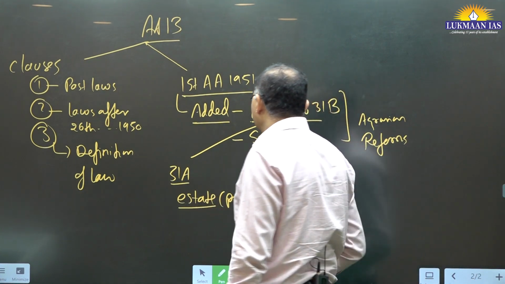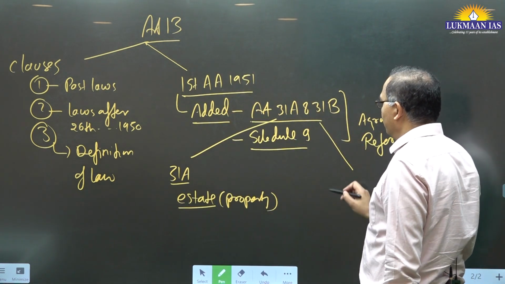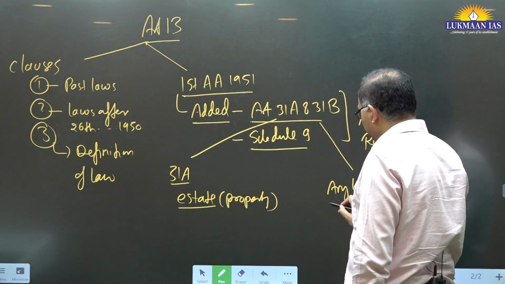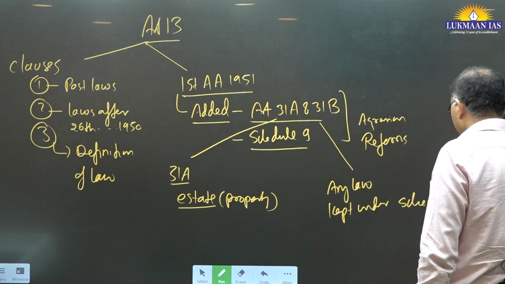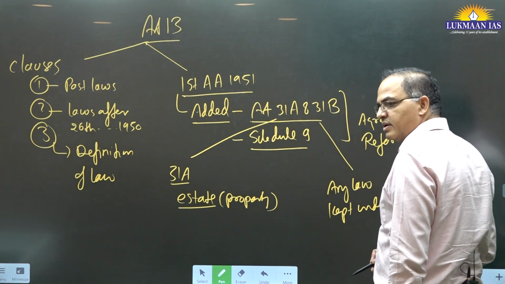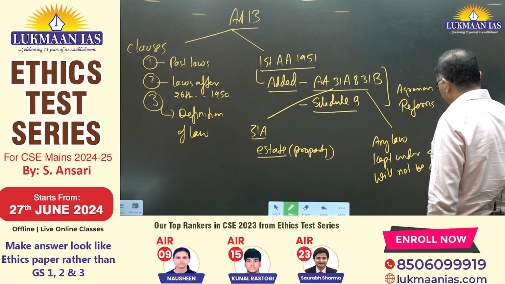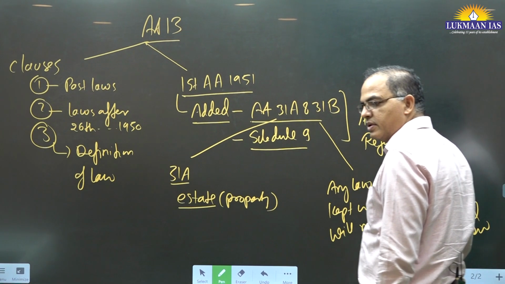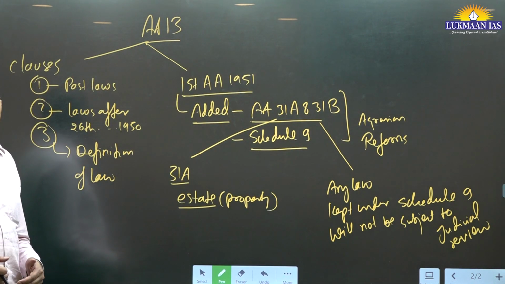And 31B was related to any law kept under Schedule 9, which will not be subject to judicial review.